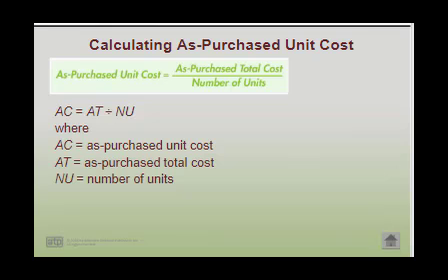To calculate an as-purchased unit cost, you take the AT, the as-purchased total cost, divided by the NU, the number of units, which gives you the answer of the AC, the as-purchased unit cost.